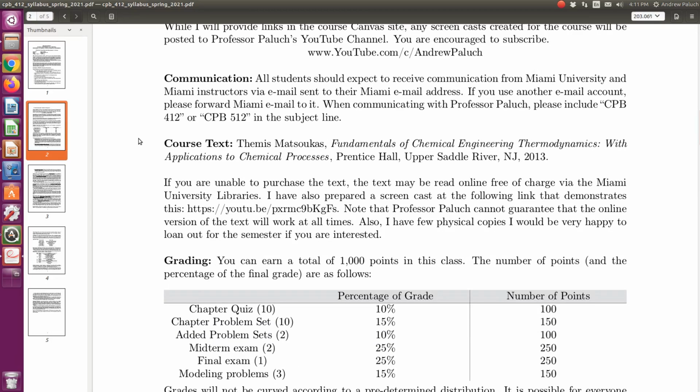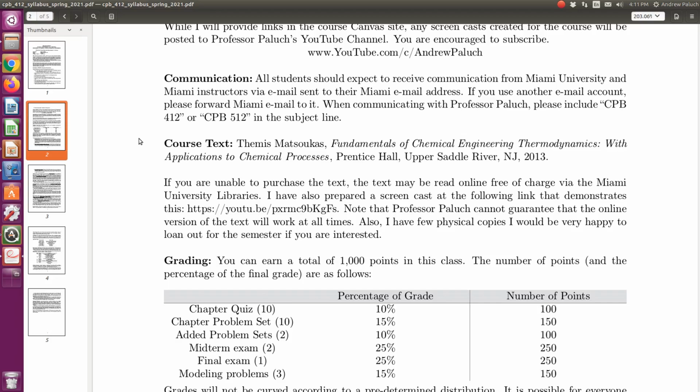I sent out an email last week with regards to the course text, and there's going to be some information on the Canvas page that I'll point you to. The text that we're going to use for this course is Fundamentals of Chemical Engineering Thermodynamics with Applications to Chemical Processes. It's required in that I expect you and want you to read it. It's a very good book, a very accessible book, and I hope you'll take advantage of it and read it to help you master the material.